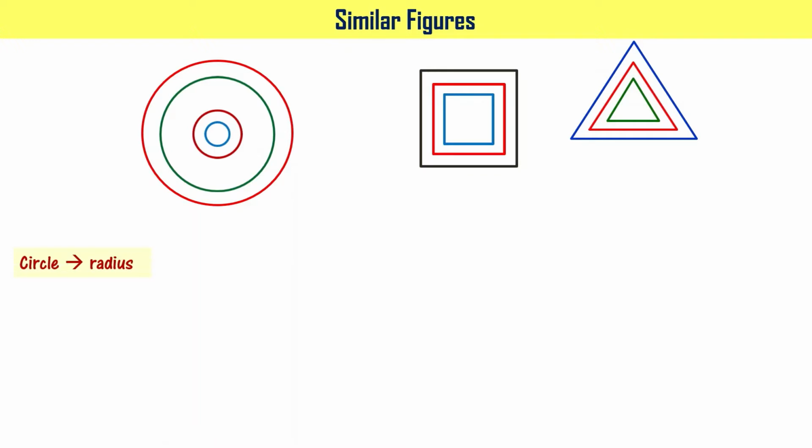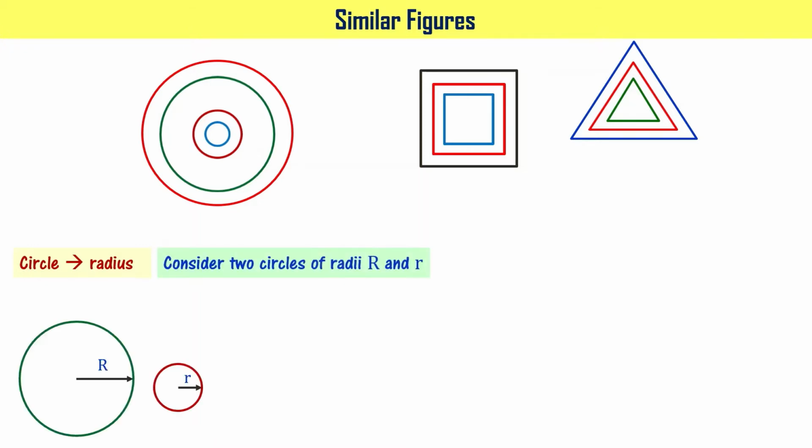We know that circle is defined by its radius, right? Bigger the radius, you will have bigger circle, right? Let us consider two circles of radii capital R and small r as shown in the figure. If I take their ratio, the ratio capital R by small r is going to be equal to some real number, right? That real number I am denoting using K. I call this K as scale factor also.